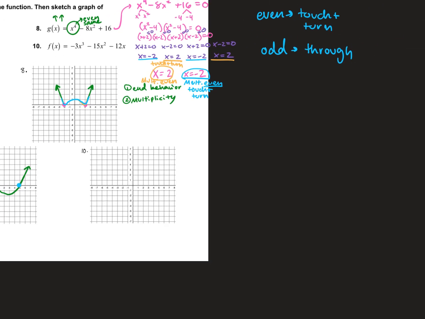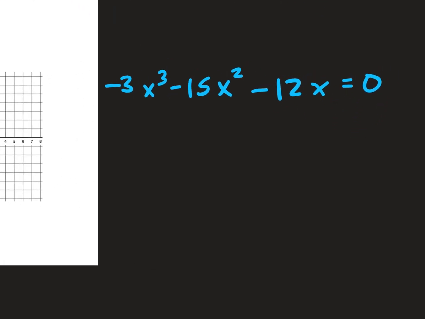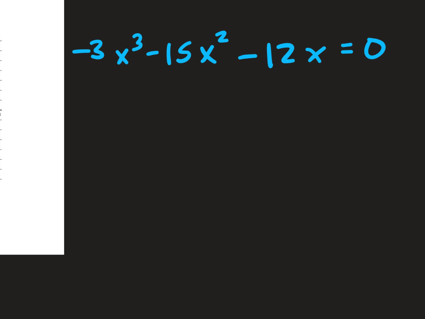I'm going to rewrite it over here. So we have -3x cubed minus 15x squared minus 12x. All right, so first thing we want to do is solve. What would I need to do first to solve?